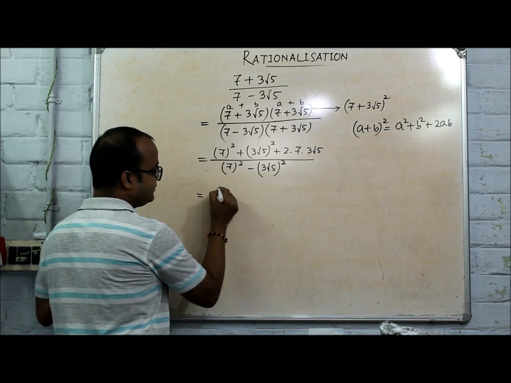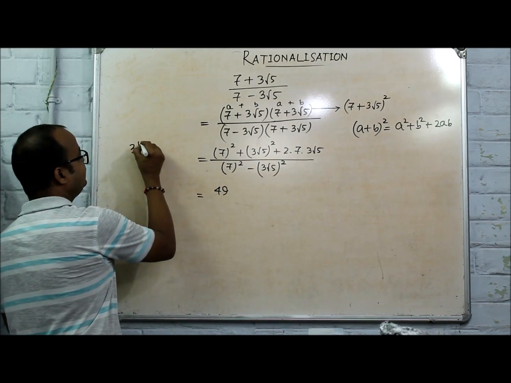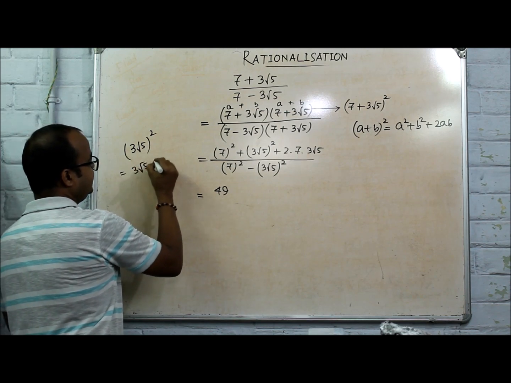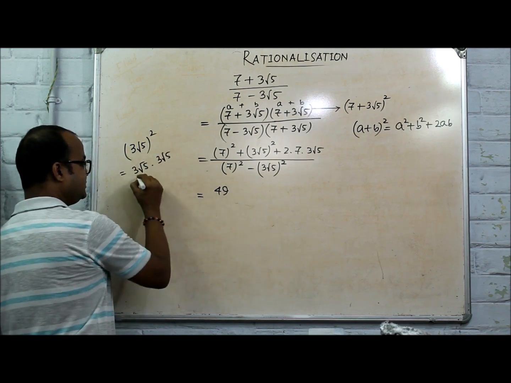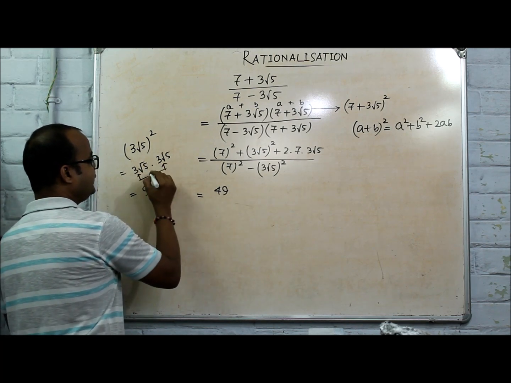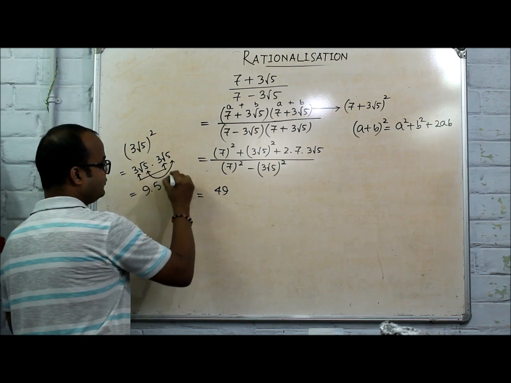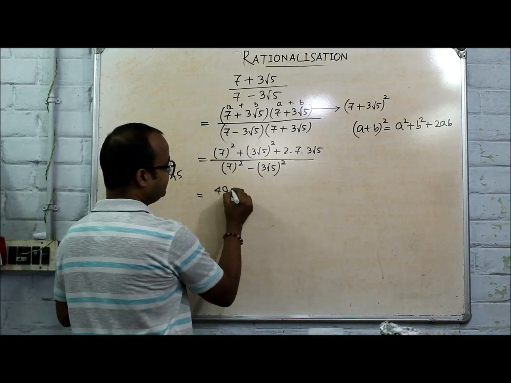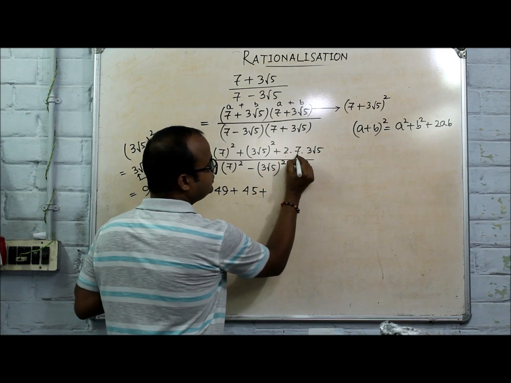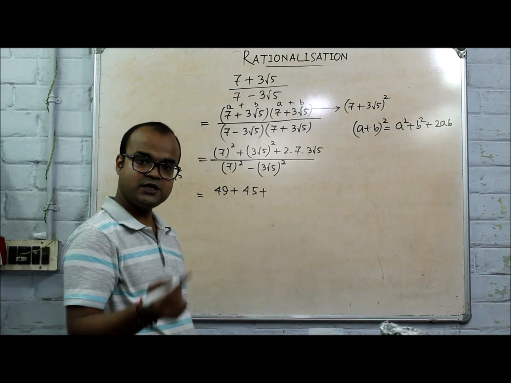7 square means 49. (3 root 5) square, so this is equal to 3 root 5 into 3 root 5. 3 into 3 is equal to 9. Root 5 into root 5 is equal to 5. 9 fives are 45. So plus 45, plus 2 into 7 is 14, into 3. 14 threes are 42.